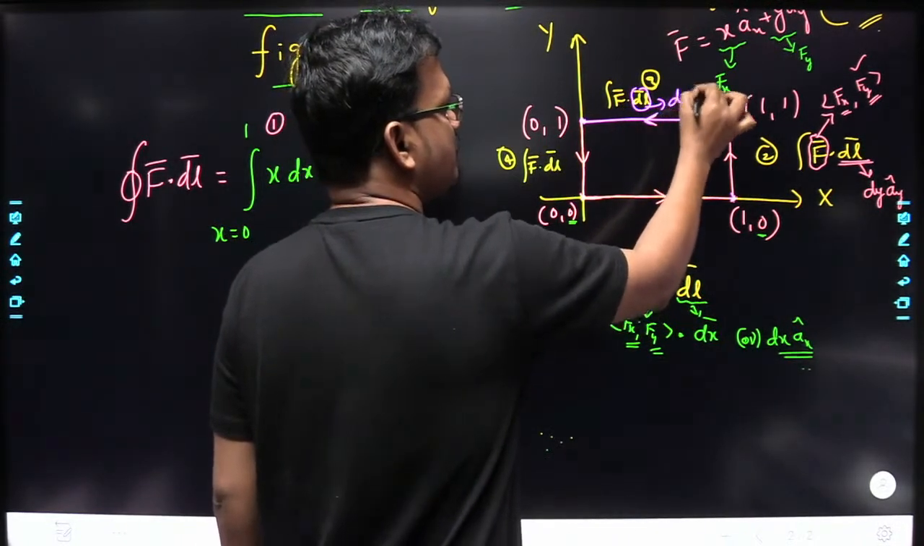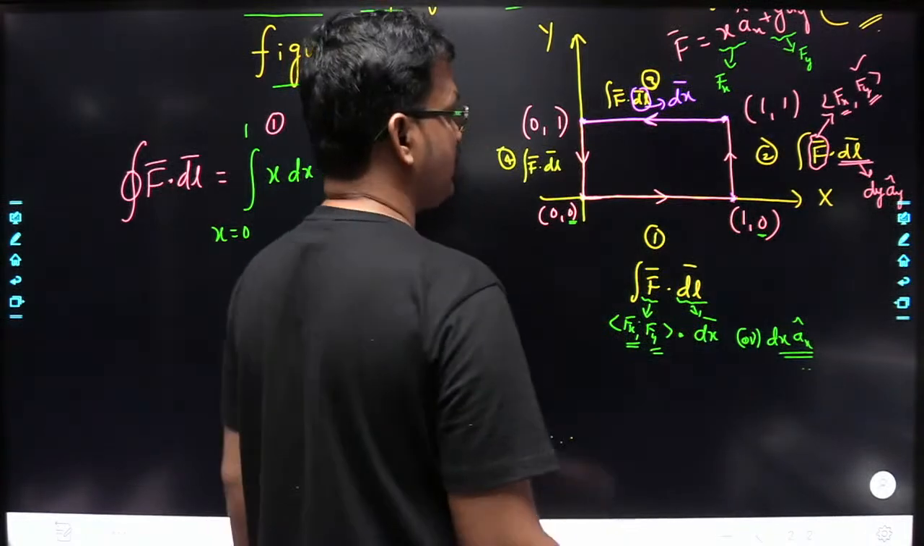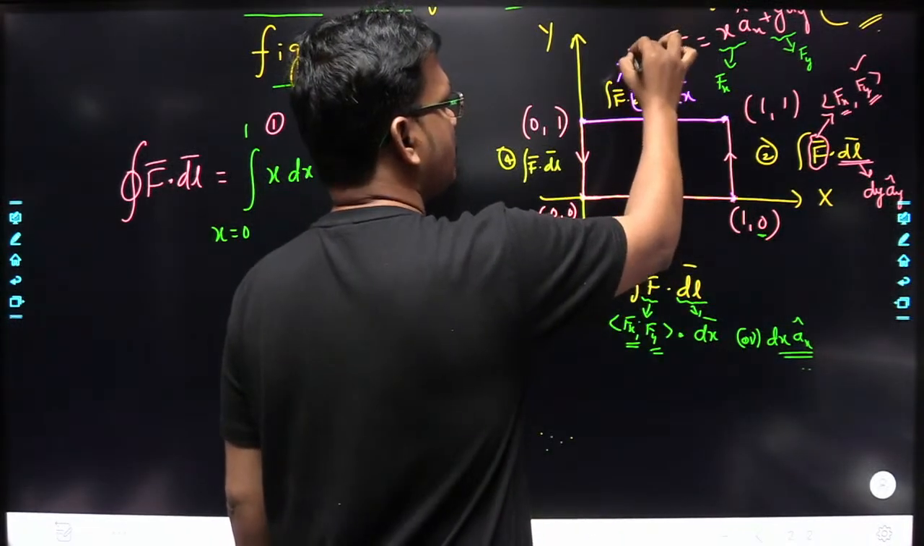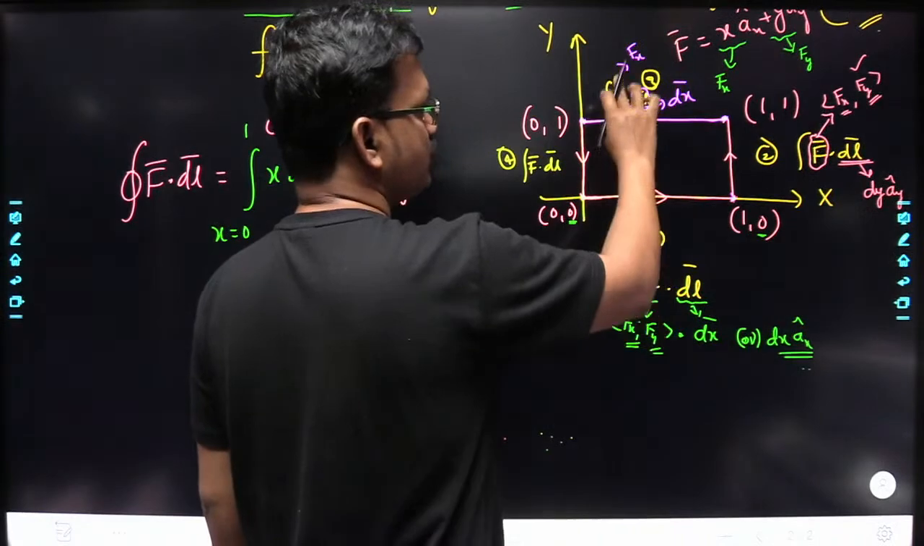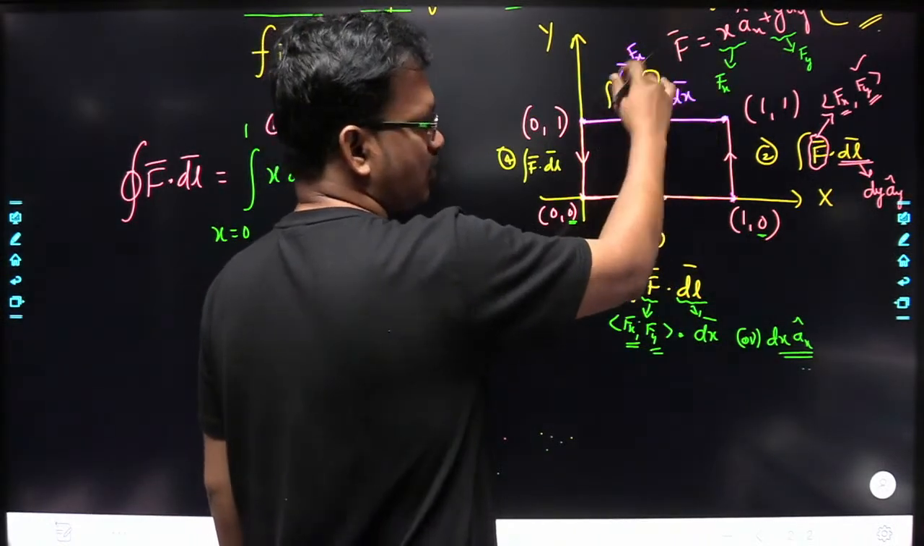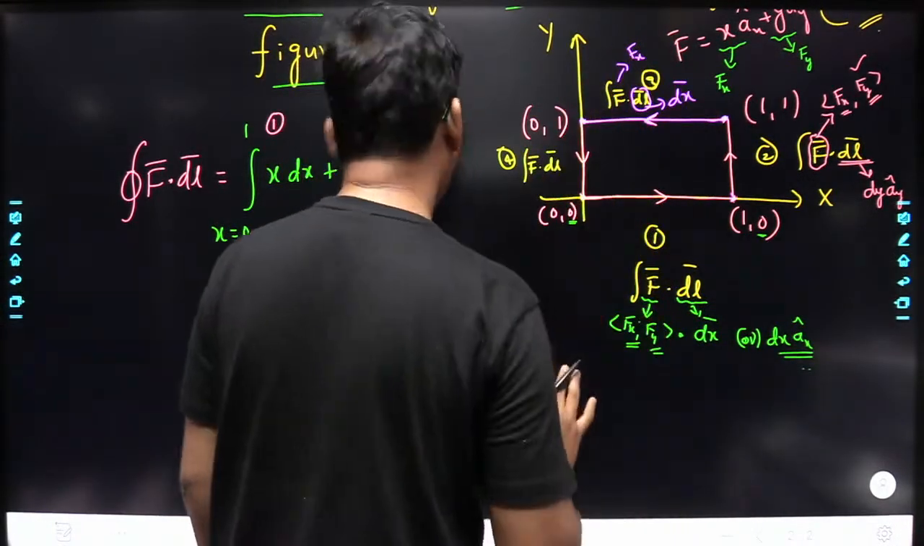dl bar will become dx bar. Now here you have to consider only what? Only the x component here, because if you do the dot product with the y component, you are going to get 0. So you have to consider only the x component.